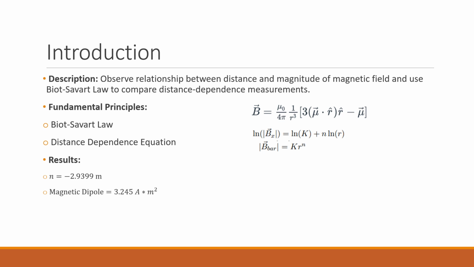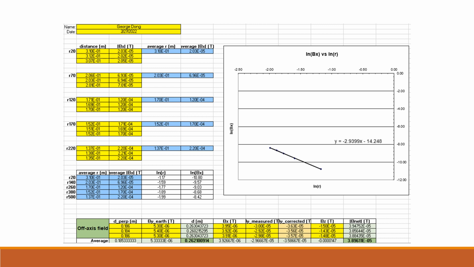In a brief overview of the results, I got n equals negative 2.9399 for the slope, and a magnetic dipole value of 3.245 amperes square meters. Here's a capture of my Excel spreadsheet with all the data that I've collected. From this, it generated a natural log of B sub x versus natural log of r graph with a line with the equation y equals negative 2.9399x minus 14.248.